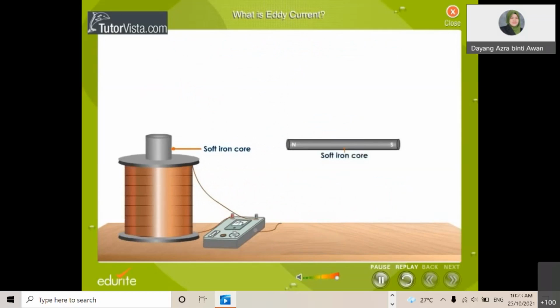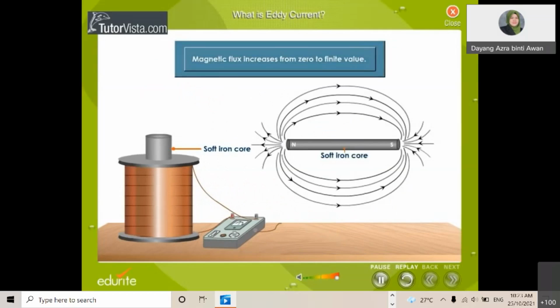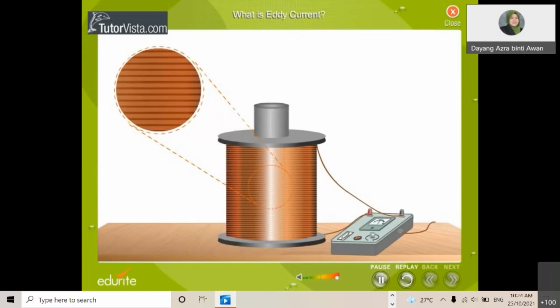When current flows through the solenoid, magnetic flux linked with the solenoid increases from 0 to a finite value. This change in magnetic flux gives rise to induced currents in the disc. The upper face of the soft iron core attains the same polarity as the lower face of the disc. Hence, the disc is repelled by the soft iron core and is thrown up in the air. This experiment shows that when a conductor is kept in a changing magnetic field, currents are induced in the body of the conductor. These are currents that occur in very small loops and are called eddy currents.